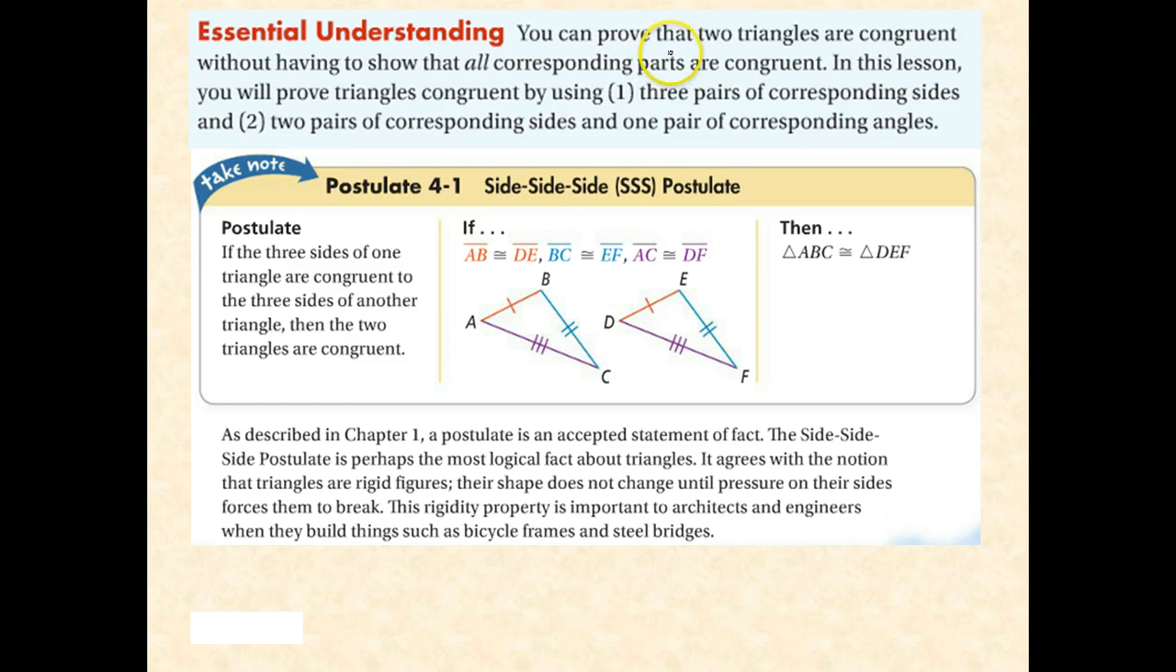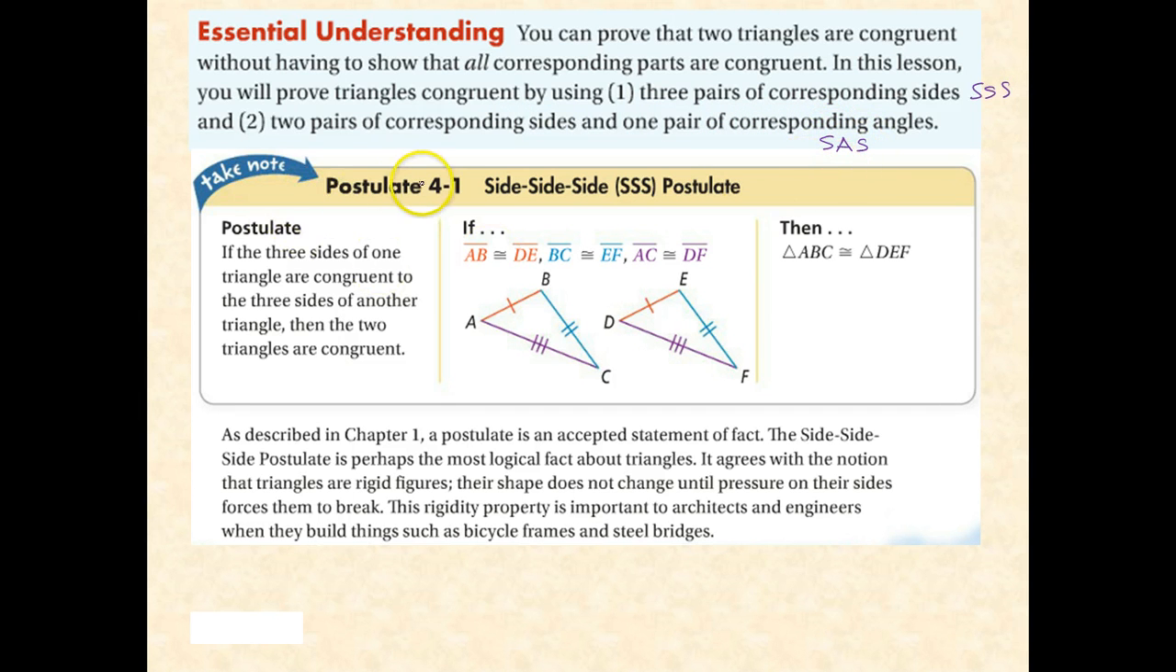parts are congruent. But it turns out that you can also prove it using a little bit less information. You can do it using 3 pairs of corresponding sides, so we call that side, side, side, or 2 pairs of corresponding sides and 1 pair of corresponding angles, which we call side, angle, side.